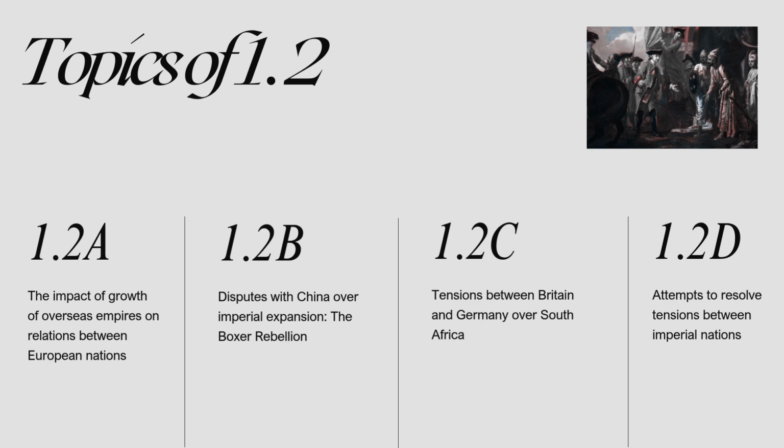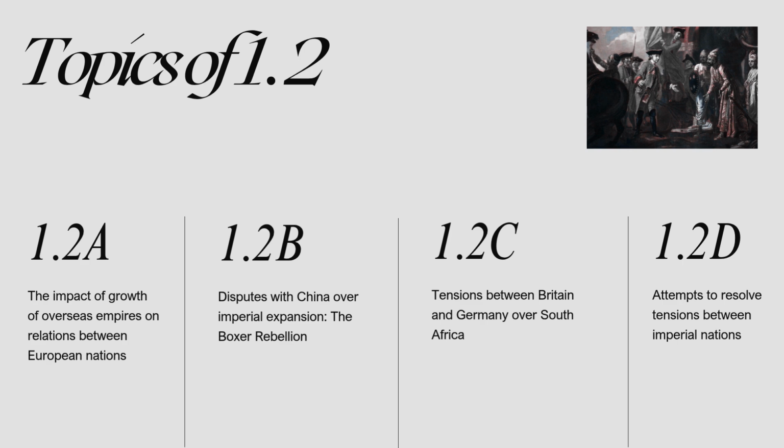So, first we have 1.2a, which covers the impact of growth of overseas empires on relations between European nations. 1.2b, which talks about disputes with China over imperial expansion, and overall it talks about the Boxer Rebellion. And 1.2c, which talks about the tensions between Britain and Germany over South Africa. And finally, 1.2d, which shows the attempts to resolve tensions between imperial nations.